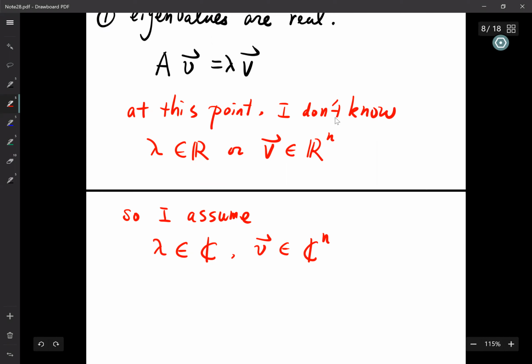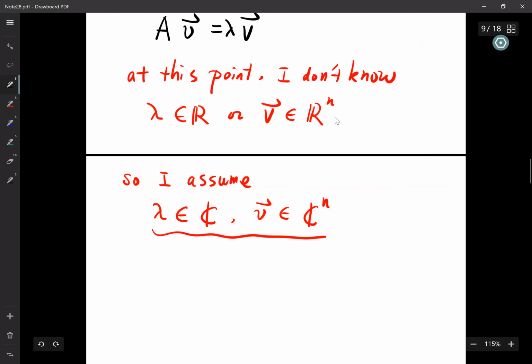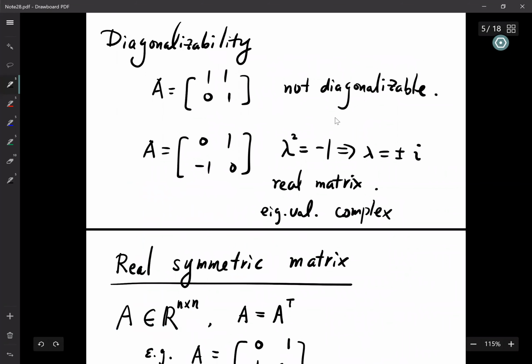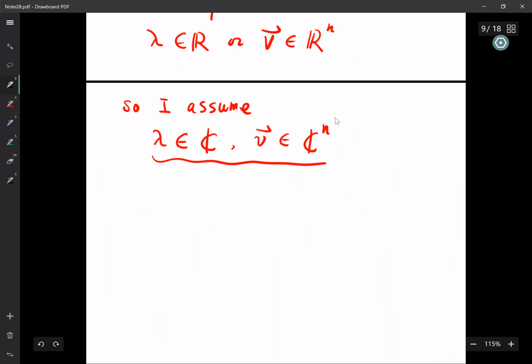Okay, so this is the most general thing. Even though A is real symmetric, I need to assume that lambda and v can be complex, just like the case you have seen here. It's real, it was not symmetric, but the eigenvalues are complex and the eigenvectors are complex. Any question?